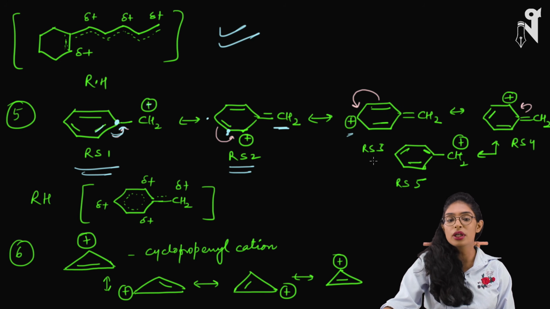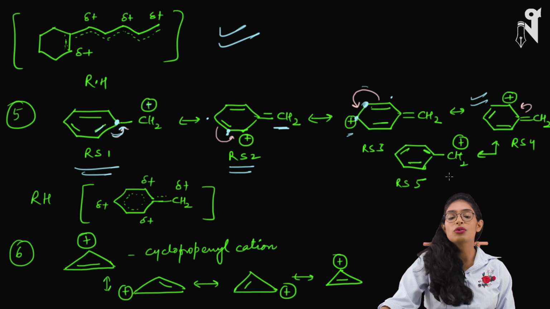Plus charge has got shifted over here. Then what will happen? This pi bond will break in such a way that this carbon will get a negative charge, right? And then this carbon and this positive carbon will form a pi bond, and this will get a positive charge. So this is what exactly we have drawn in the next form.